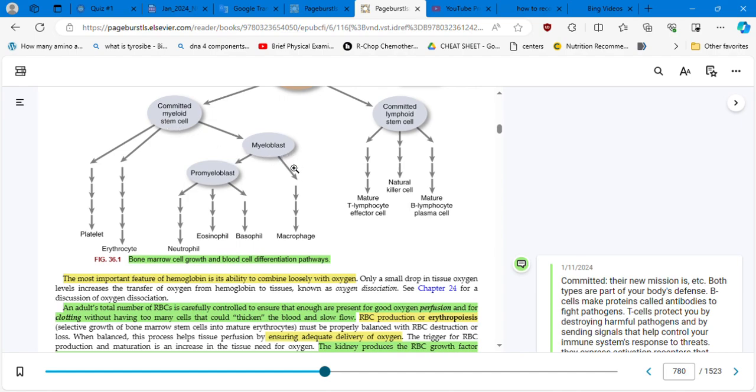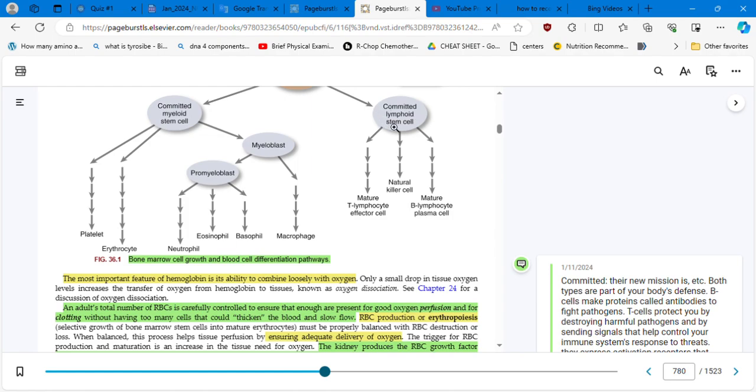Myeloblast is going to produce macrophage, which are the cells that start eating any residuals from any bad cells that have been destroyed. Then you have the promyeloblast that are going to produce basophils, eosinophils, and neutrophils. Neutrophils are white blood cells. Eosinophils can help us to check for allergies.